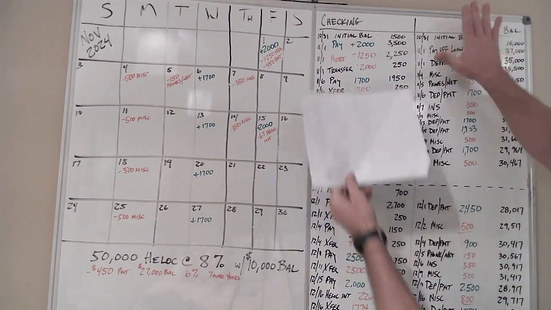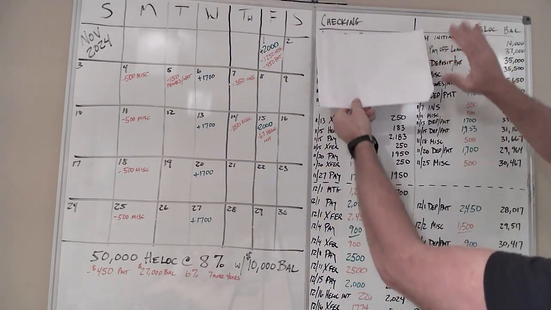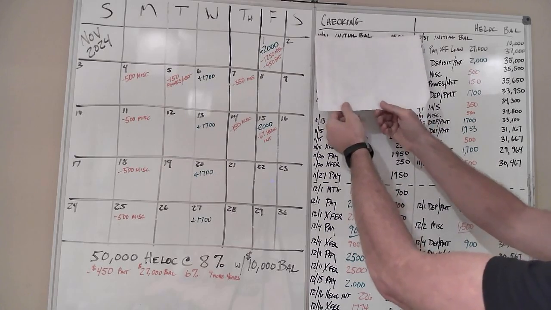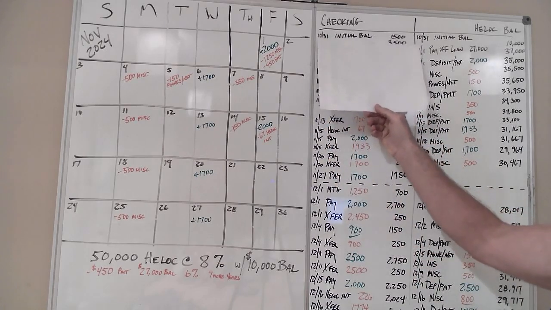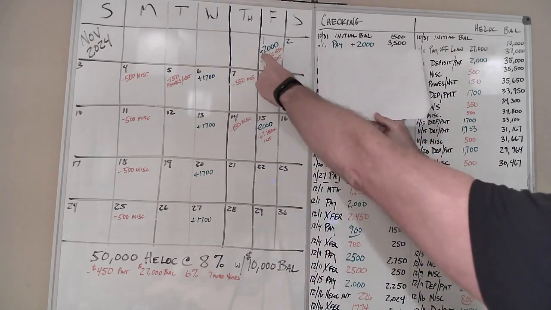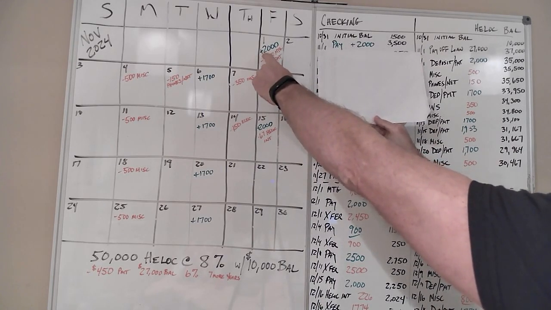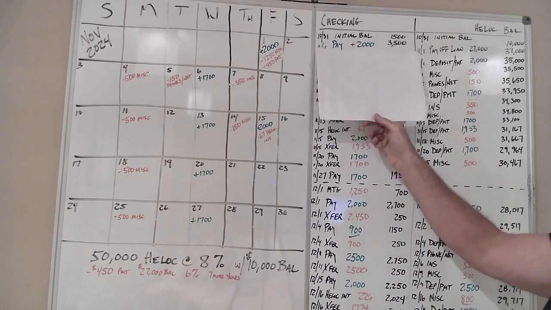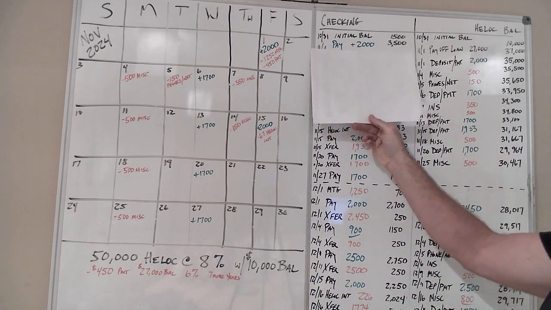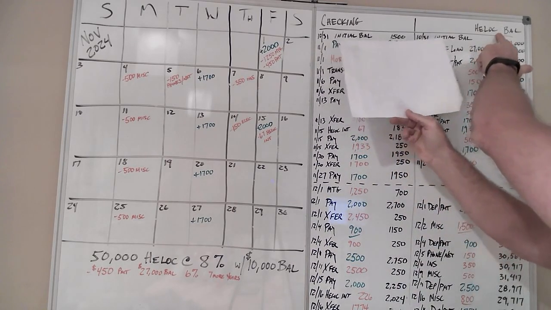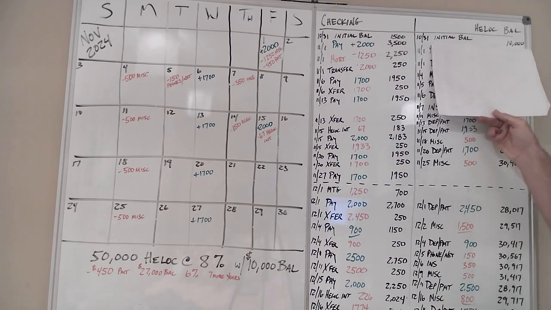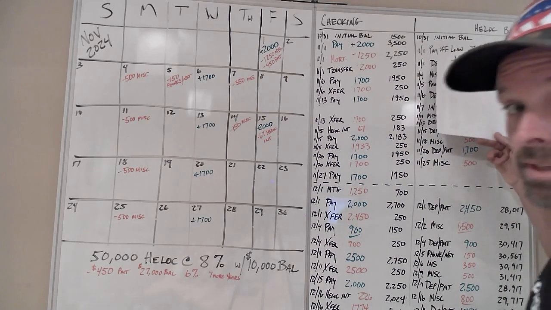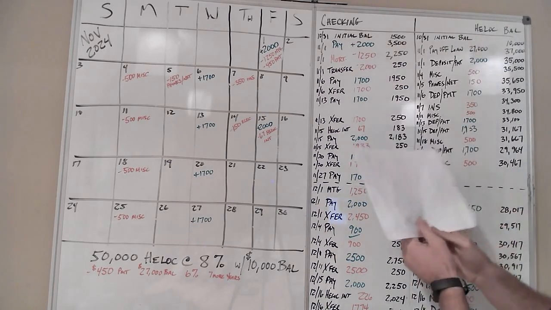The way they started this, their checking had an initial balance of $1,500, and then on the first they got paid, right? So normally your $2,000 goes into your checking account, bringing your balance up to $3,500. Their main question was, how do I get this started? Well, they've already got the HELOC in place with an initial balance of $10,000. I know there's a lot of numbers here. I'm sorry, but just bear with me.